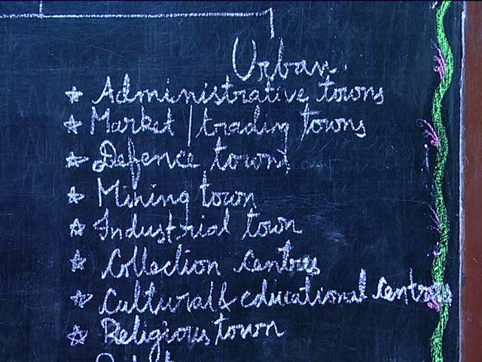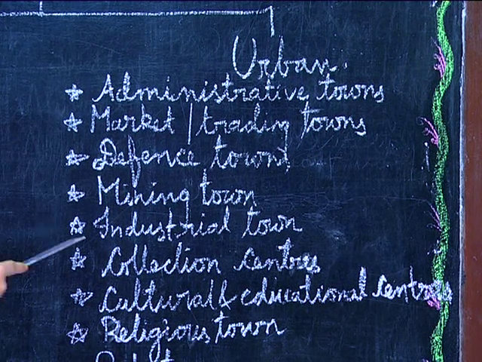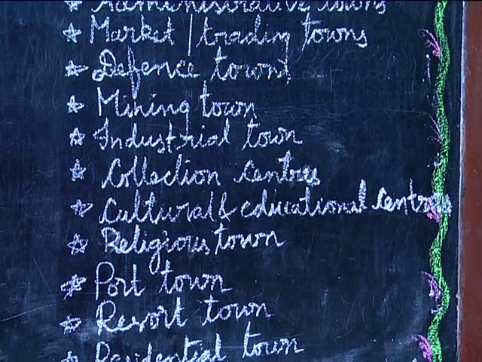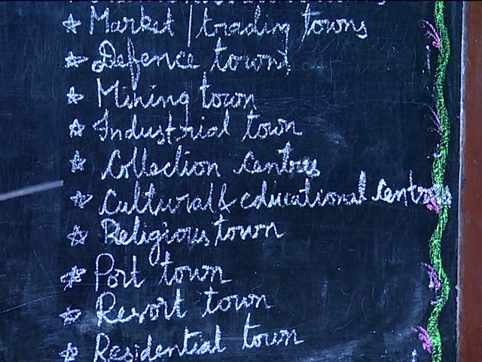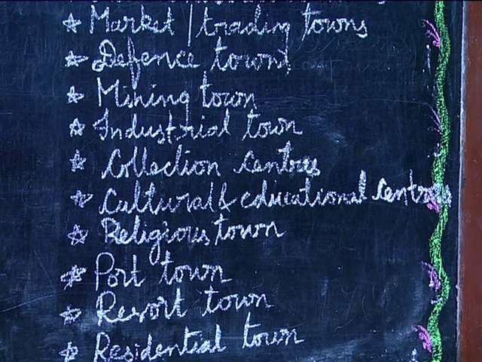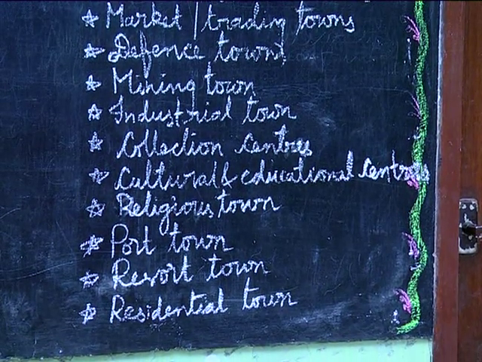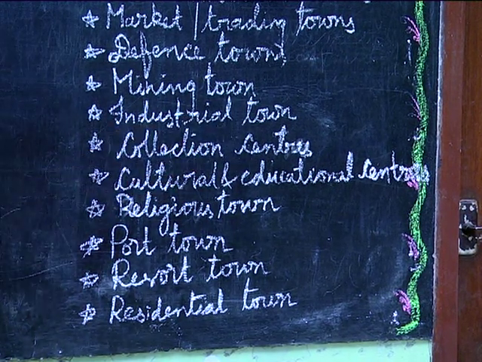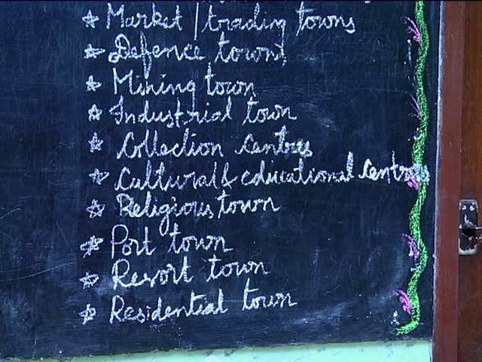Mining towns are where mines are present and mining activities happen in large numbers. Industrial towns are where industries are set up in large numbers, and people are attracted to them because of the lots of employment there. Collection centers are towns where activities like fishing and mining happen. People come here for collection, and raw materials are brought here and converted into fine products.